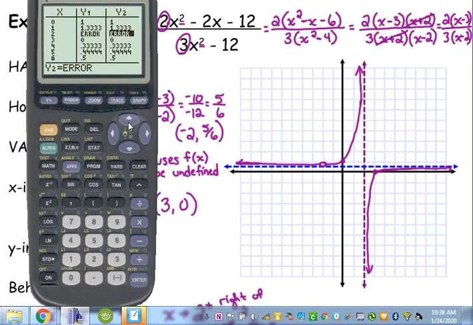Now, our hole, on the other hand, if we go over here to x equals -2, we see the error in y1. If we plug -2 into the original, we get 0/0. But if we plug -2 into the simplified version, we don't get 0/0 anymore. We worked it out to 5/6, but 5/6 as a decimal is 0.83333. So that is how vertical asymptotes versus holes show up in the table, and you can use it to confirm your answers there.